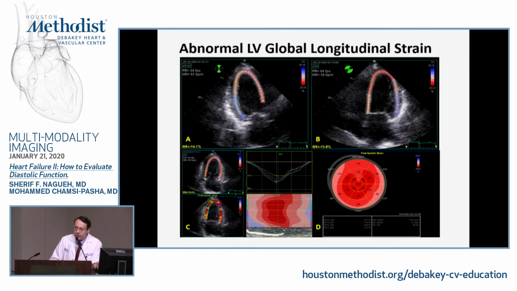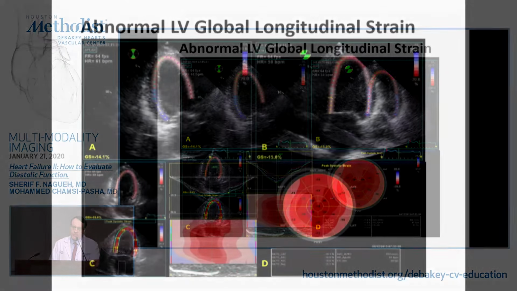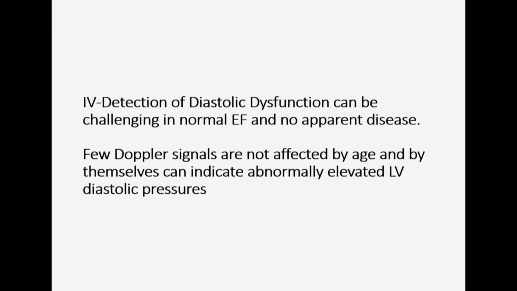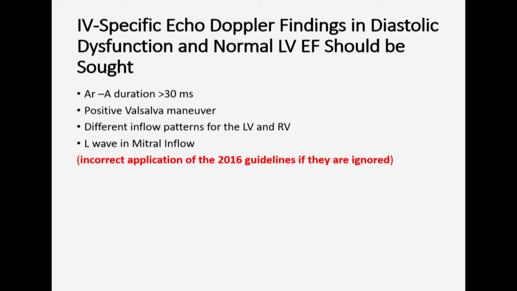We talked about strain as an indicator of systolic function. I believe you've had lectures about strain and its assessment. Again, strain is never looked at in isolation. You have to see the quality of the signals, blood pressure, and heart rate. Also, some Doppler signals have special importance that one should look at. These include pulmonary veins, positive Valsalva maneuver, different inflow patterns for the left and right ventricles, and the L wave.